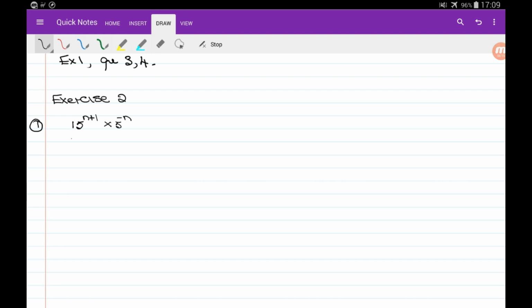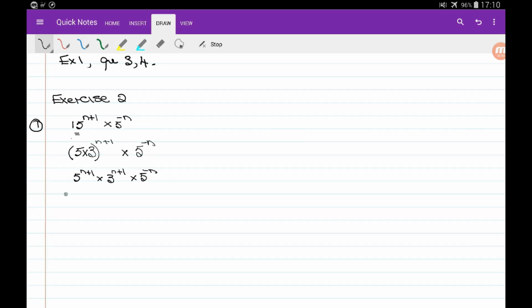Sometimes when we look at an example like this, you will see that ostensibly it looks like we don't have any like bases. However, that 15 can be factorized into the prime factors 5 times 3, and that's to the power of n plus 1. When you factorize your composite bases, it's really important that you put that bracket in so that you remember that both the 5 and the 3 are raised to the power of n plus 1.